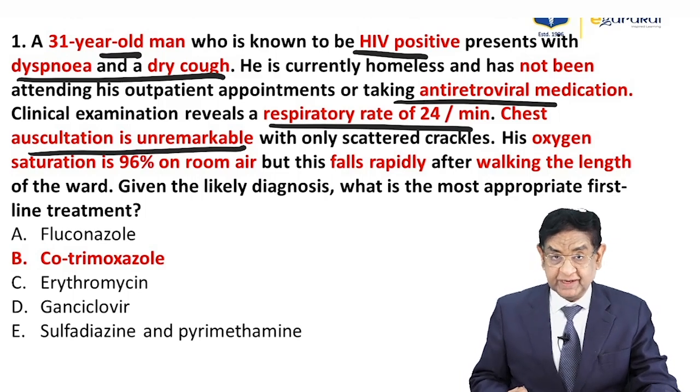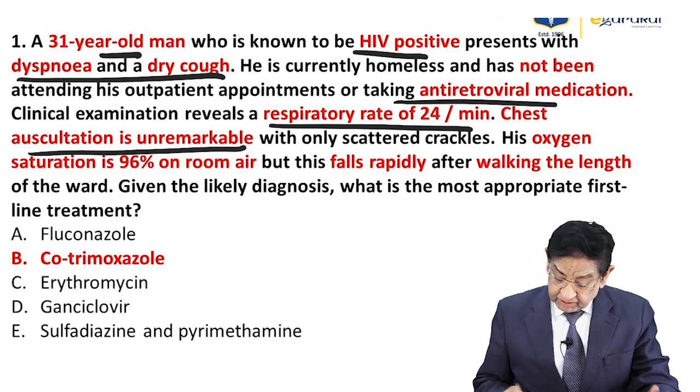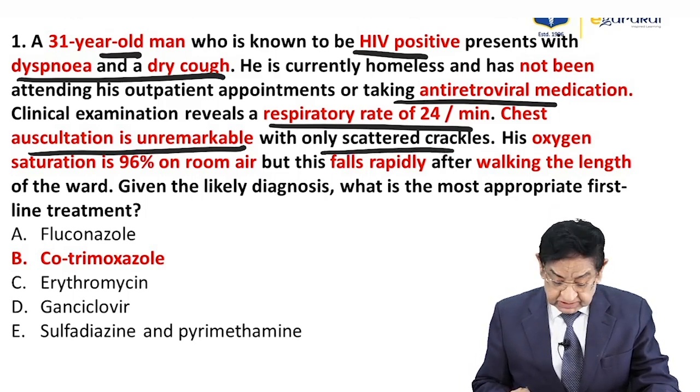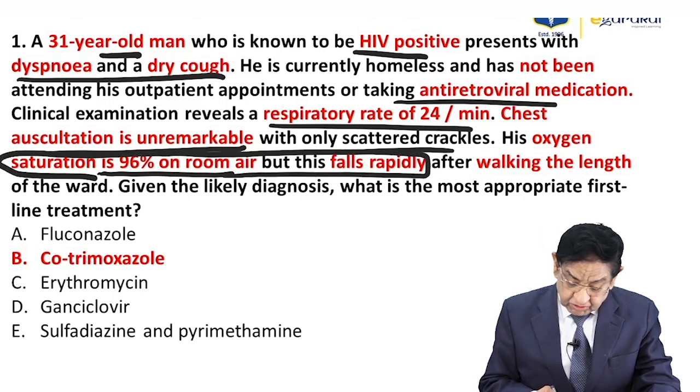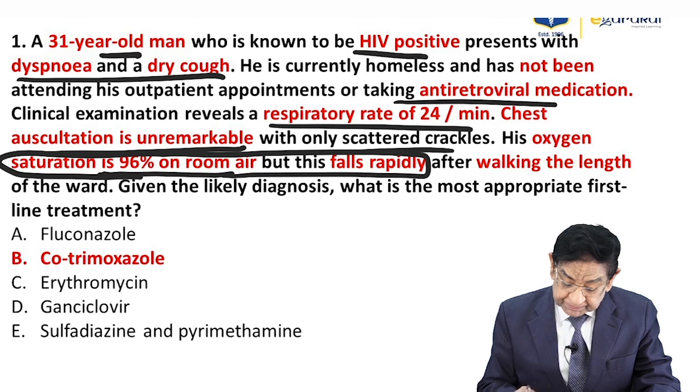Point to be noted very carefully. Occasionally a little bit of scattered crackles. Oxygen saturation is 96 on room air, but falls abruptly. This is the golden line to remember.